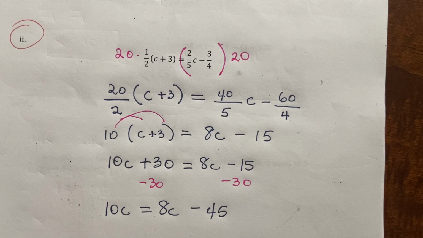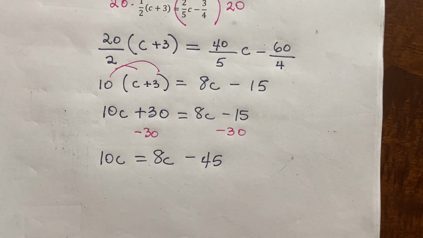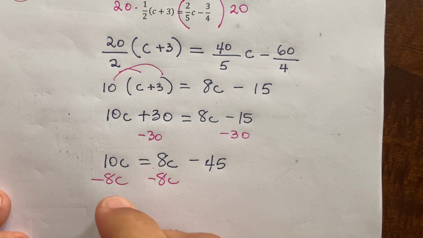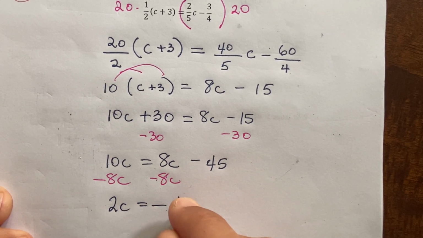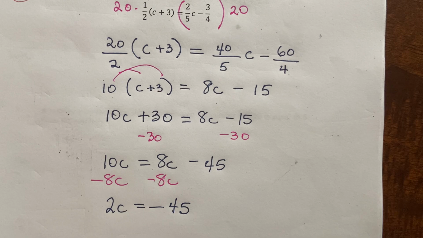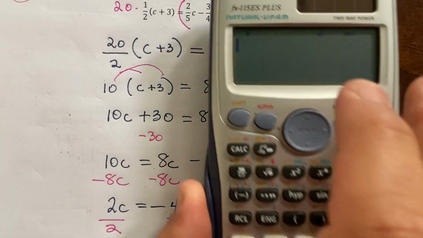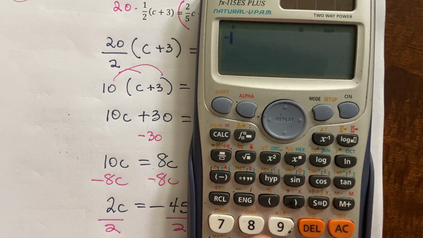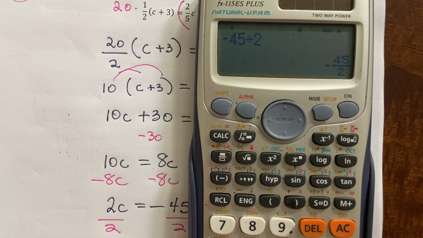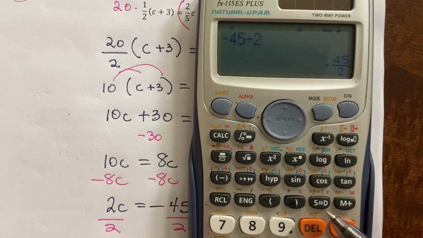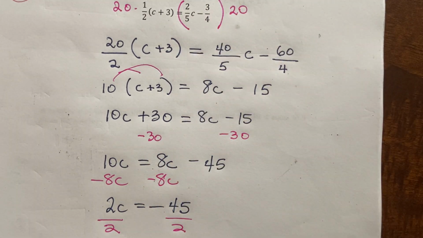And I need to get these like terms together here. And then divide. So it looks like negative 45 divided by 2. If you type that in, it'll just say negative 45 over 2. And then if you press this button, S to D, it'll give you the decimal version if you prefer that.